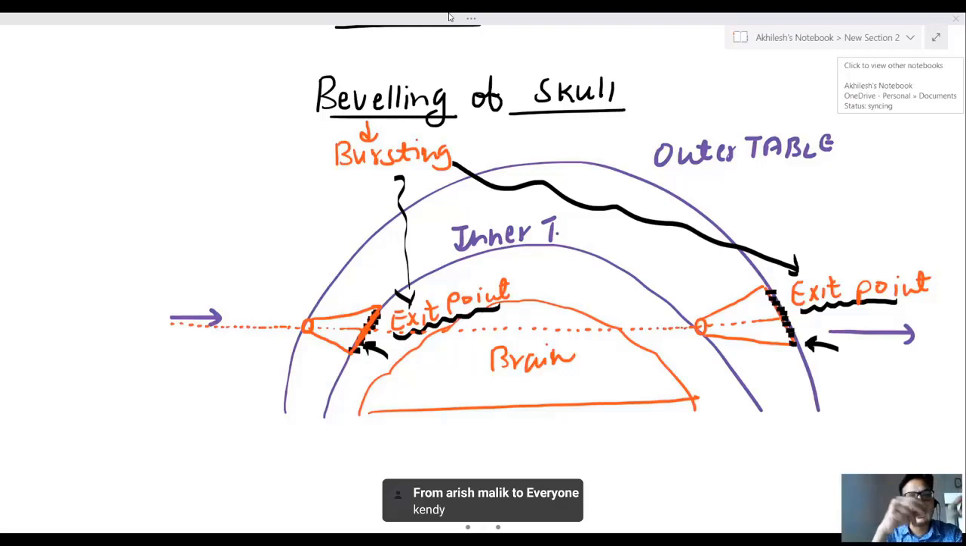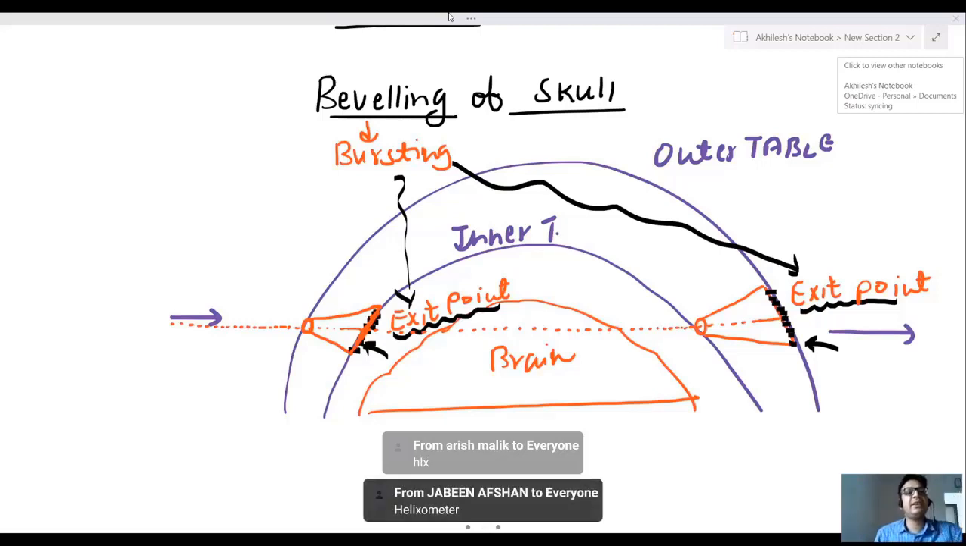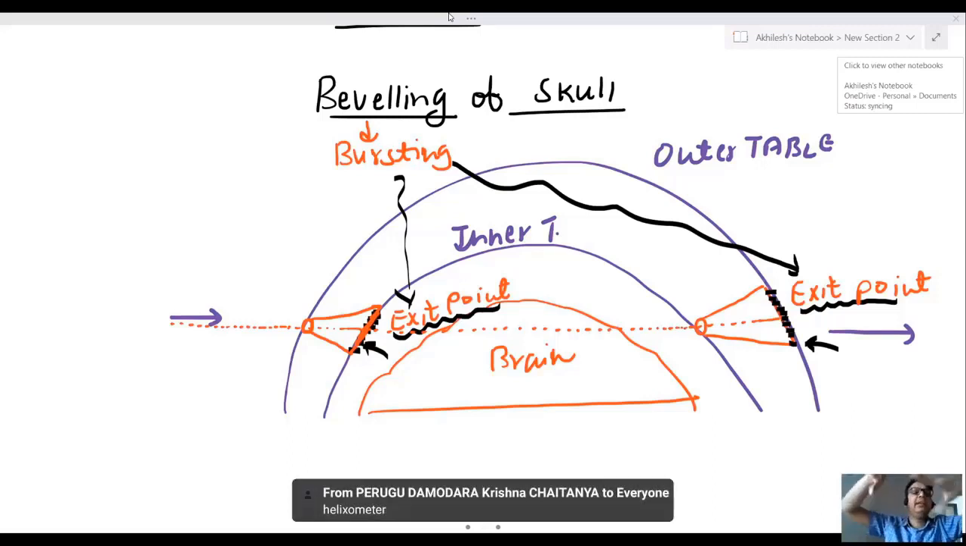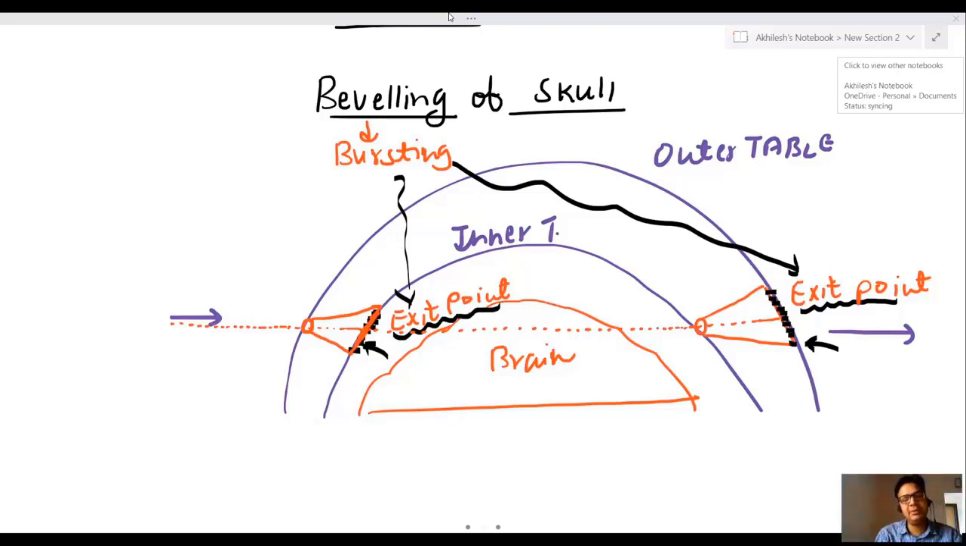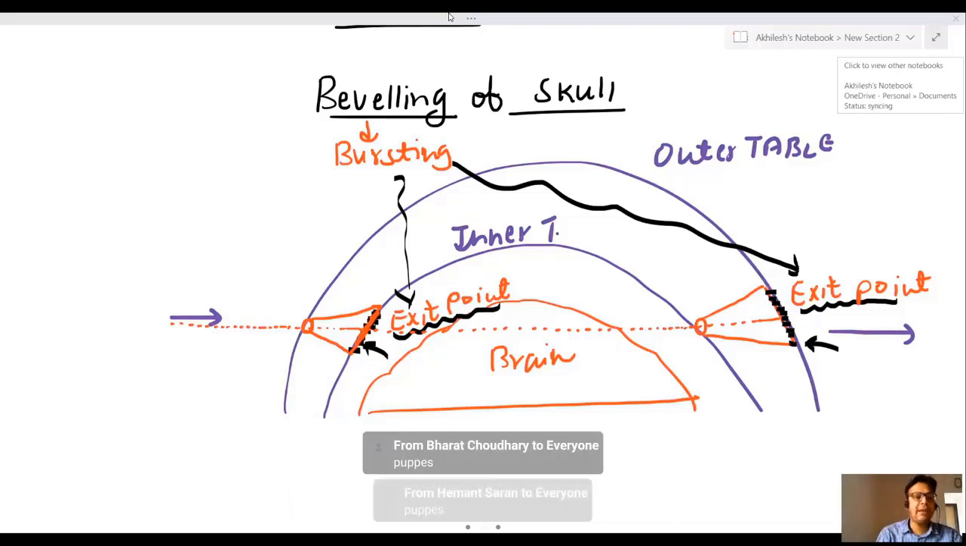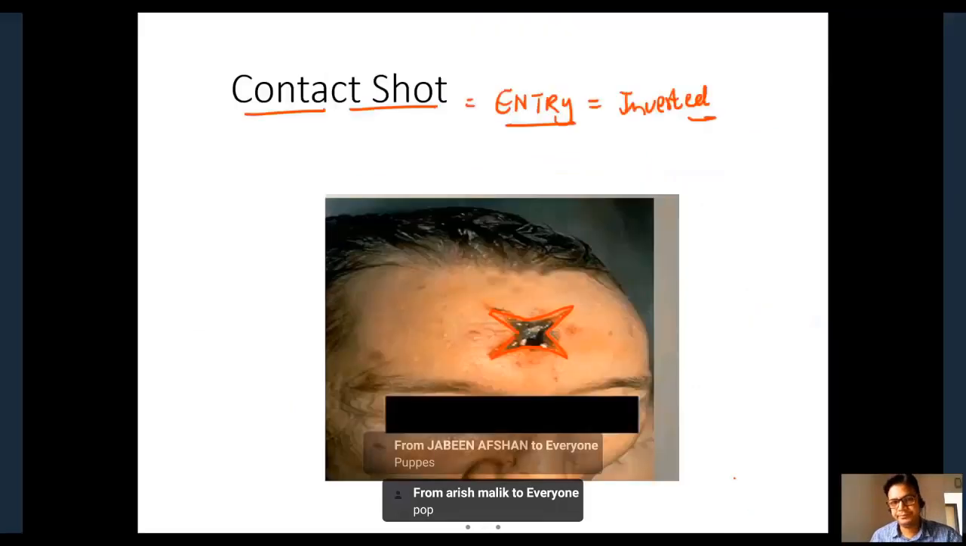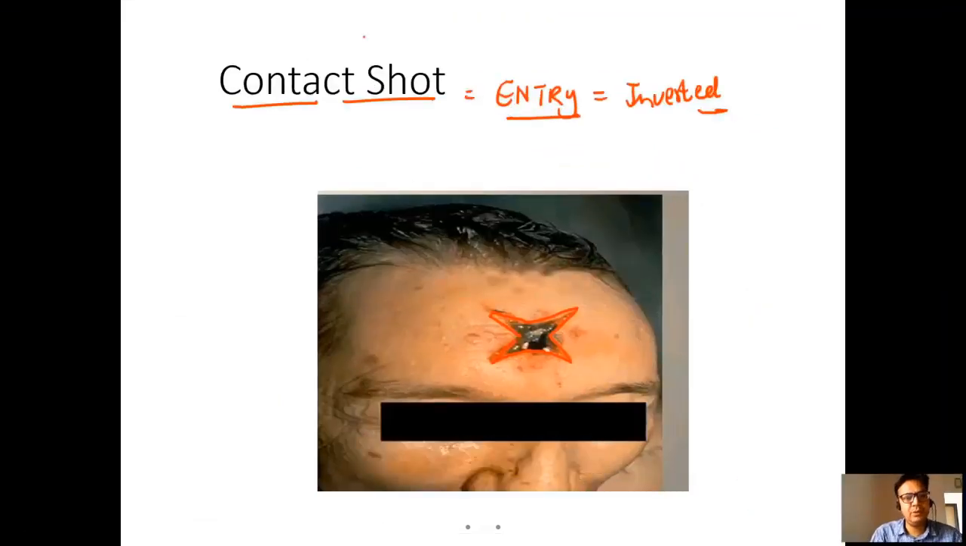Which instrument is used to decide the interior of the barrel? Helixometer. Doctor, we can see the different fracture lines. First, second, third. Second never crosses first. Third never crosses second. What is the name of this rule? Puppe's rule. Very good, my dear friend. It is known as Puppe's rule.